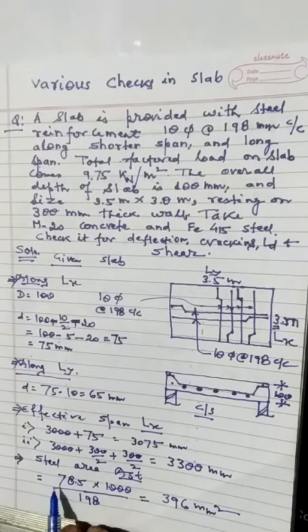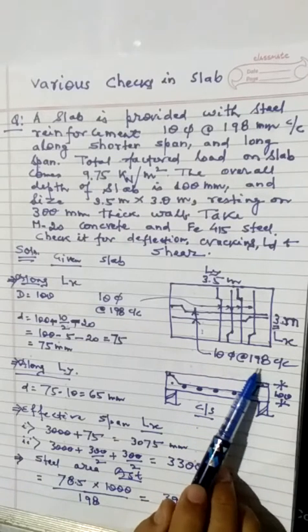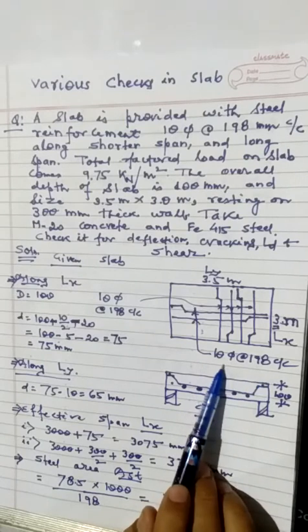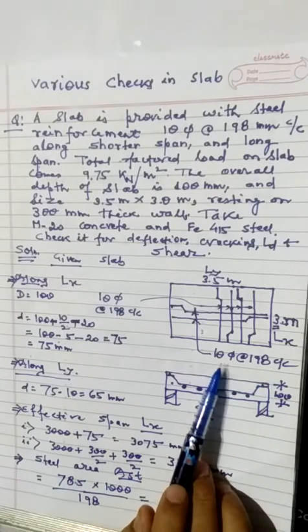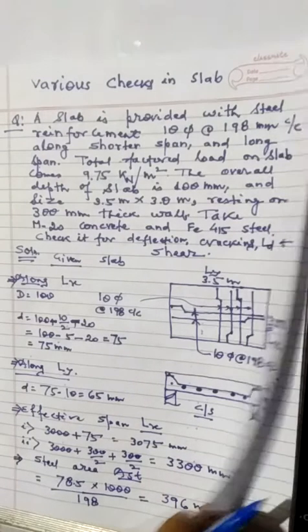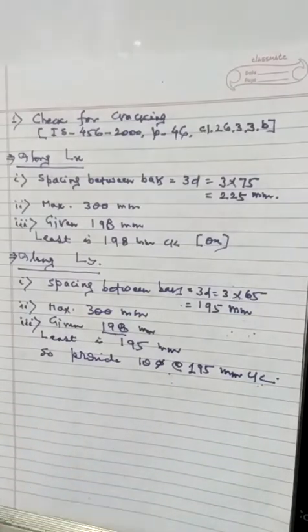As we have been given here the 10 mm diameter at 198 mm center to center, from this data we can calculate the corresponding area of tensile steel. So the steel area Ast comes to 78.5 times 1000 divided by spacing 198, so 396 mm square. So we have this information. Now with this information we will start the checking process.